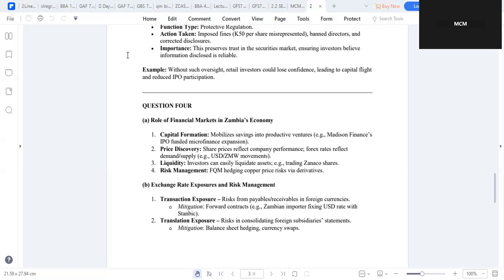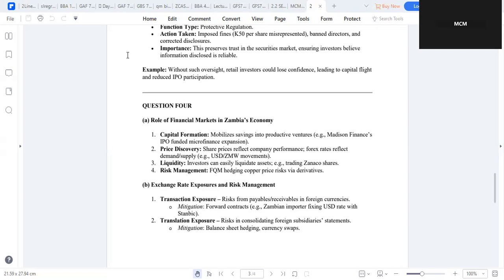So I gave an example of Madison. The IPO was enabled through this platform. Then price discovery, which is a core function of financial markets. So they ensure that the asset prices will reflect all available information about the underlying asset value. So in the context of Zambia, the share prices listed on the stock exchange will adjust according to the company's performance.